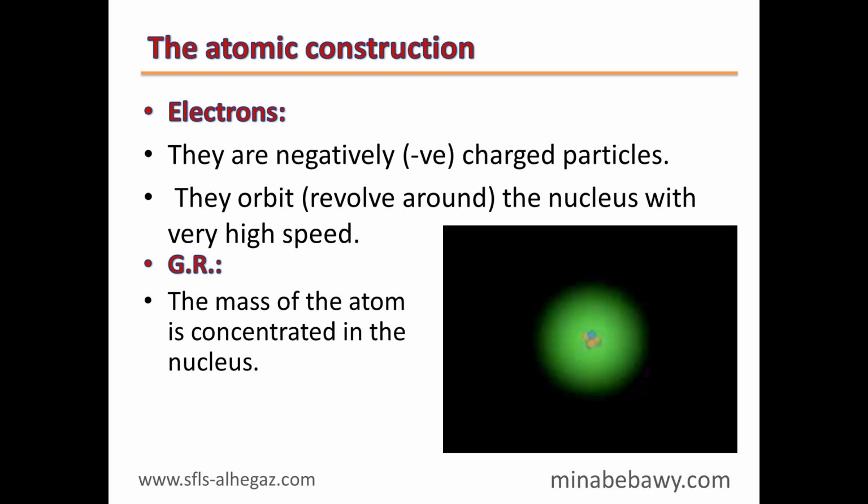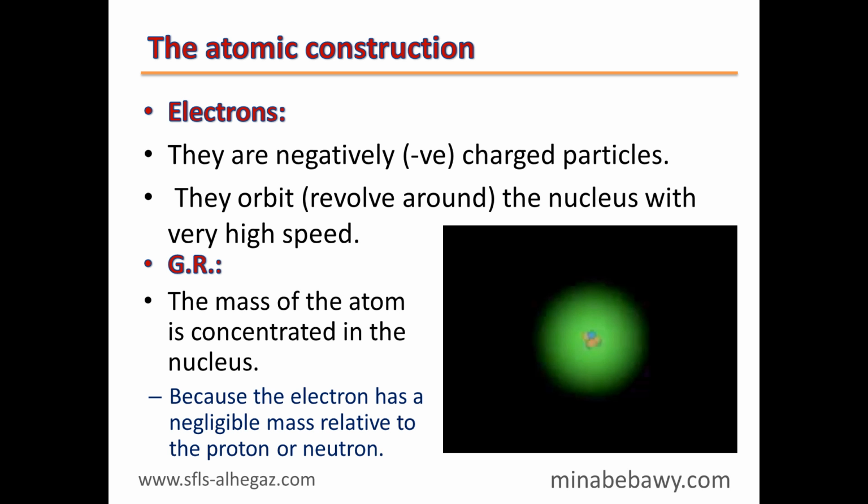Give reason: the mass of the atom is concentrated in the nucleus. This is because the electron has a negligible mass, very small mass, relative to the protons or neutrons.